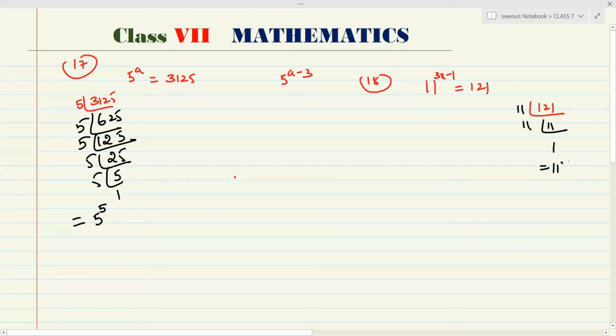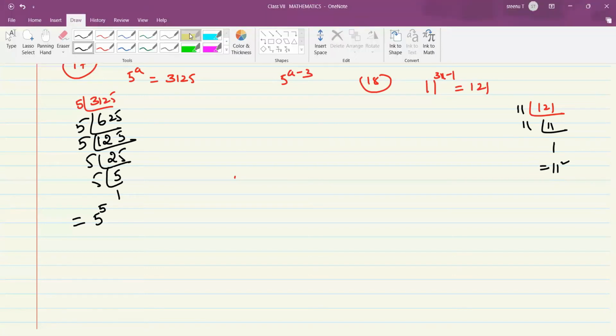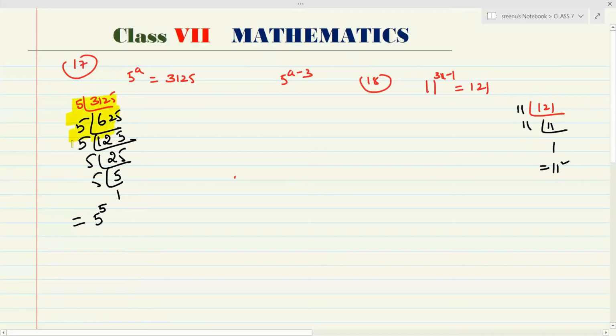Not like that. You have to do like this. See, look at the board once. Saina, ready? Please look at the board. I did LCM. This is called exponential form. You got 5 power 5.